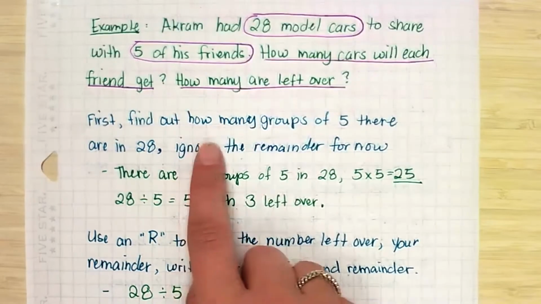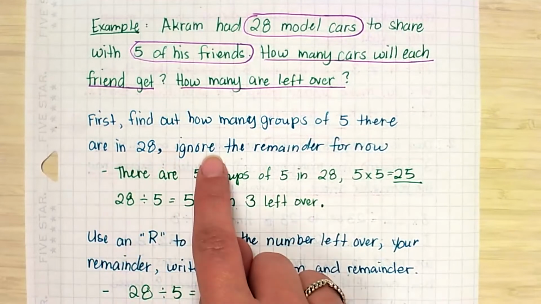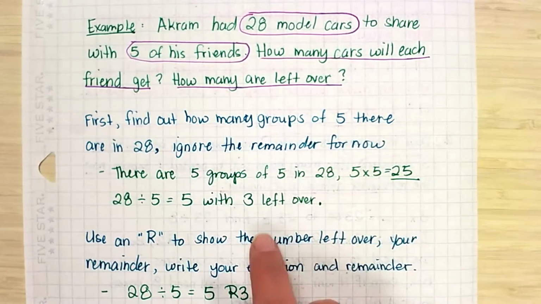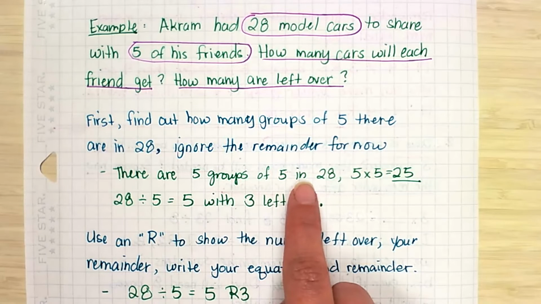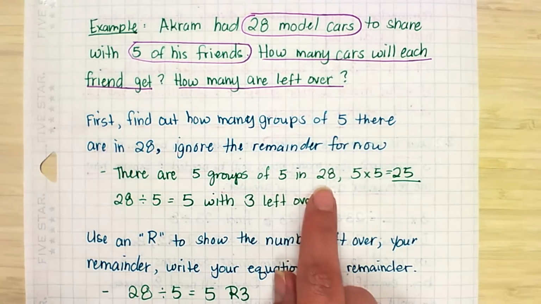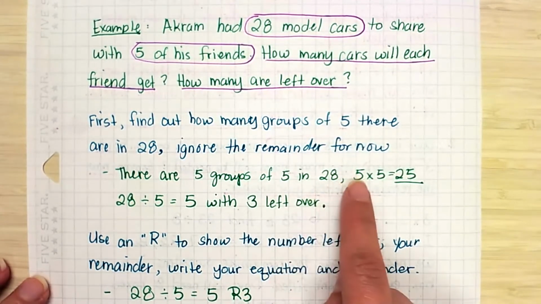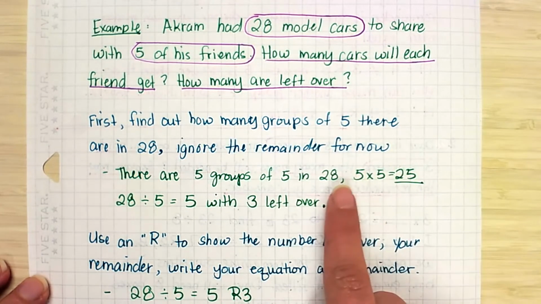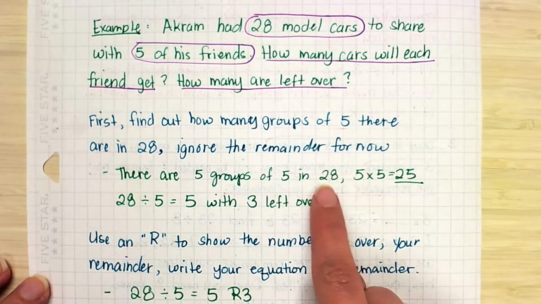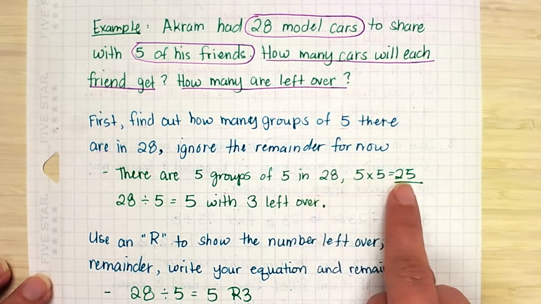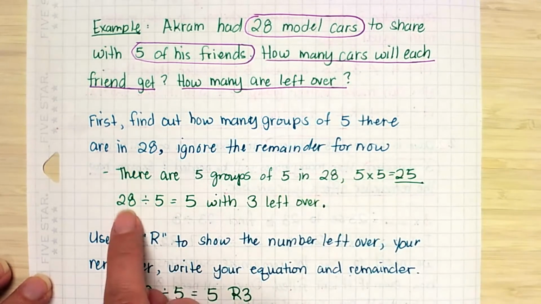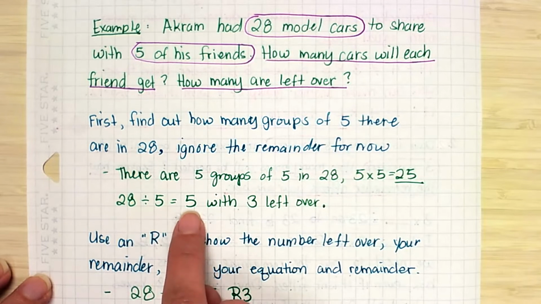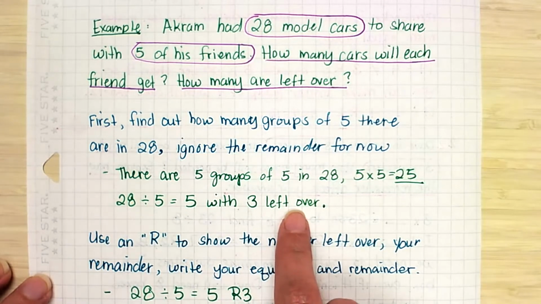So first we need to find out how many groups of 5 there are in 28, and we're going to ignore the remainder for now. So skip count by 5s to get as close as you can to 28 without passing it. Now we know 5 times 5 is 25 and 5 times 6 is 30. So I can't go up to 5 times 6 because that's more than what I have. I have to stay at my total or under my total. The closest I can get to 28 is 25. So 28 divided by 5 is going to give me 5 with 3 left over.